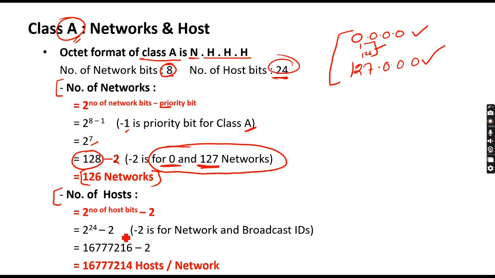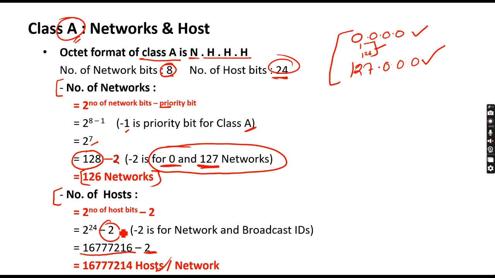So 2 power 24 minus 2, and this is 24 value, and then minus 2. You are getting 16777214 hosts per network. Means the number of hosts, in the sense valid IP addresses. You might be thinking, why this minus 2?